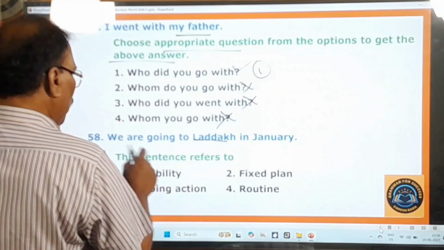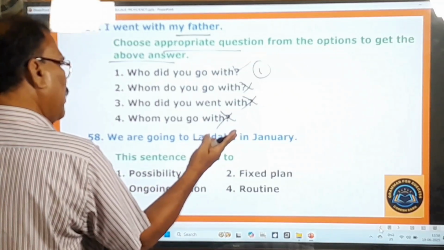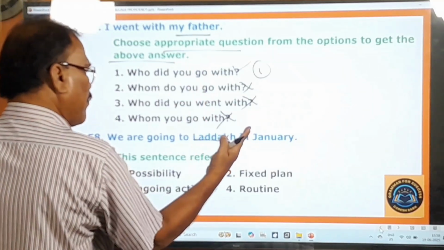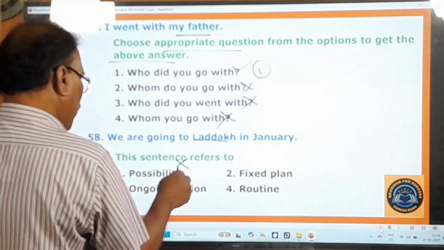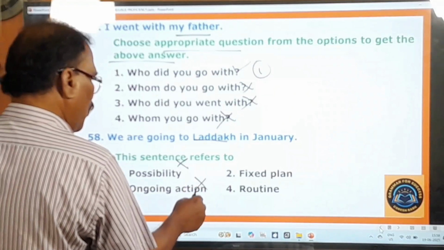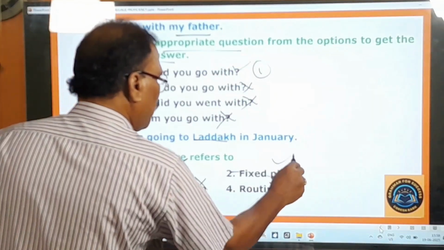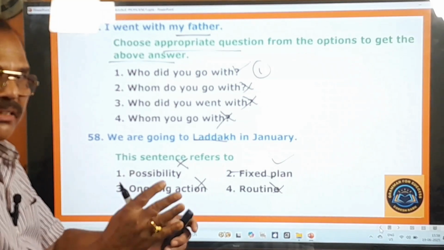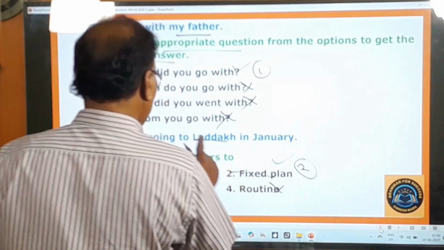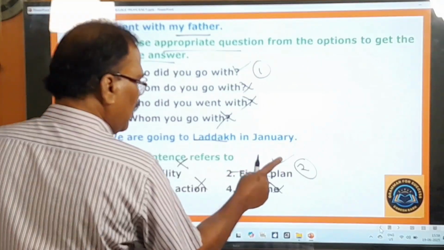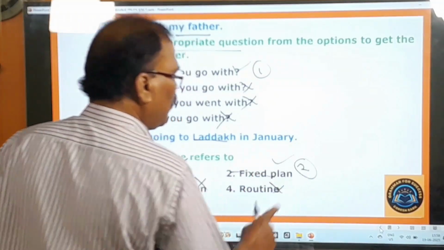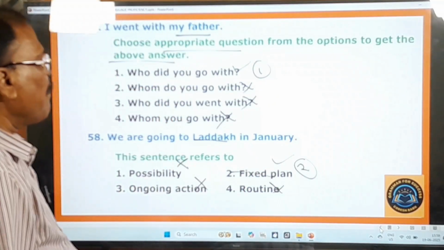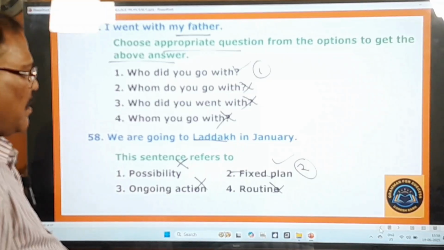Possibility. We are going to Ladakh in January. It is a fixed program. Therefore, it is not indicating ability. It is not ongoing action. No, it is not a routine one, but it's a fixed plan. Because you have a plan to go to Ladakh in January. What can you find in this? You can find only the fixed plan in this. Therefore, your answer is the second one.